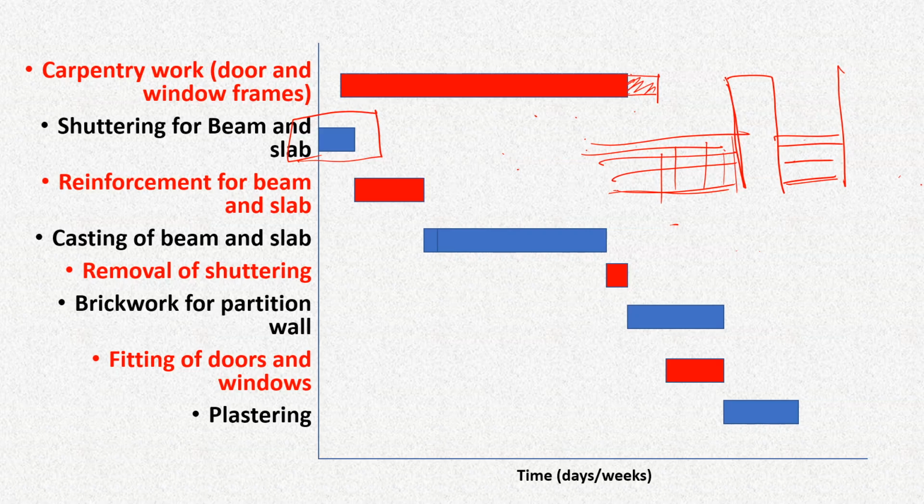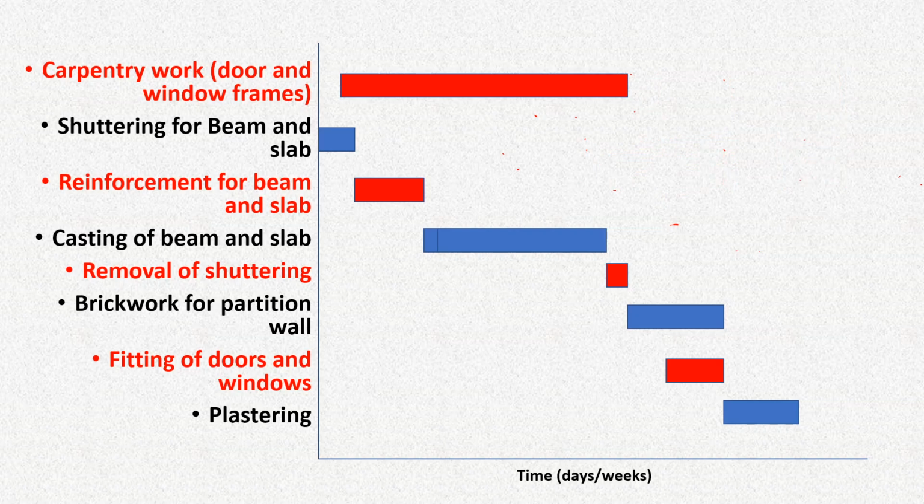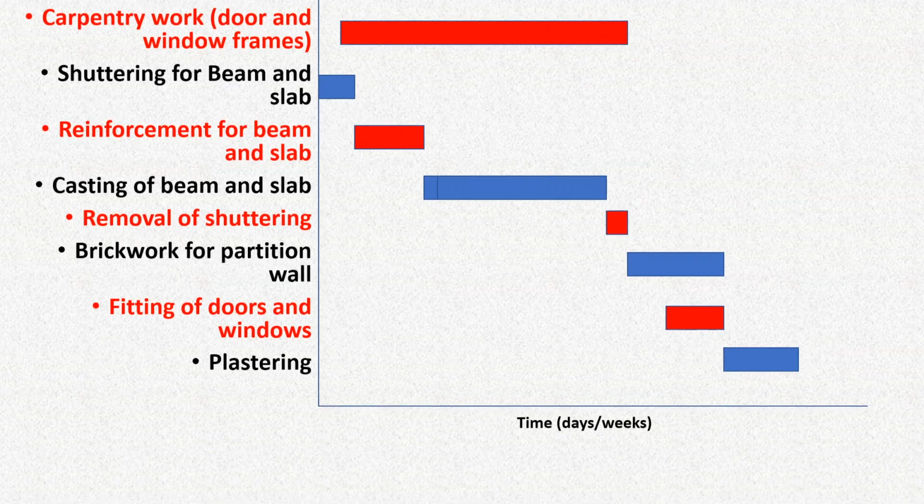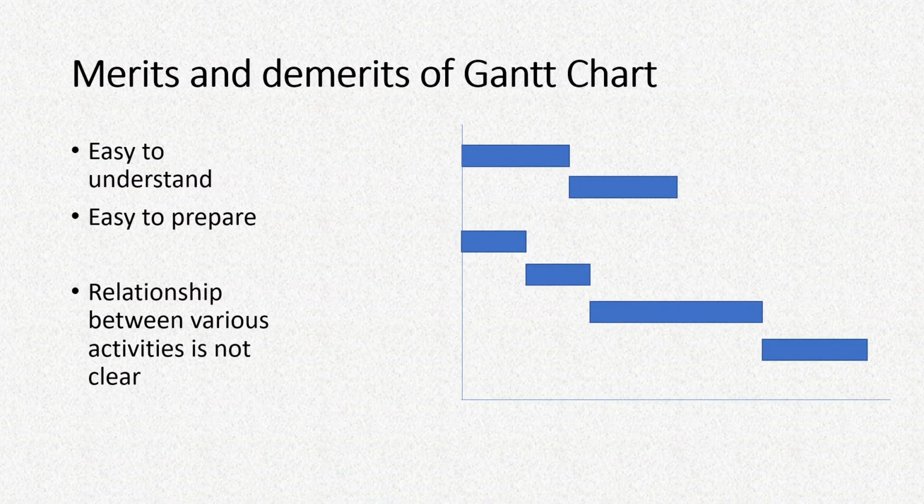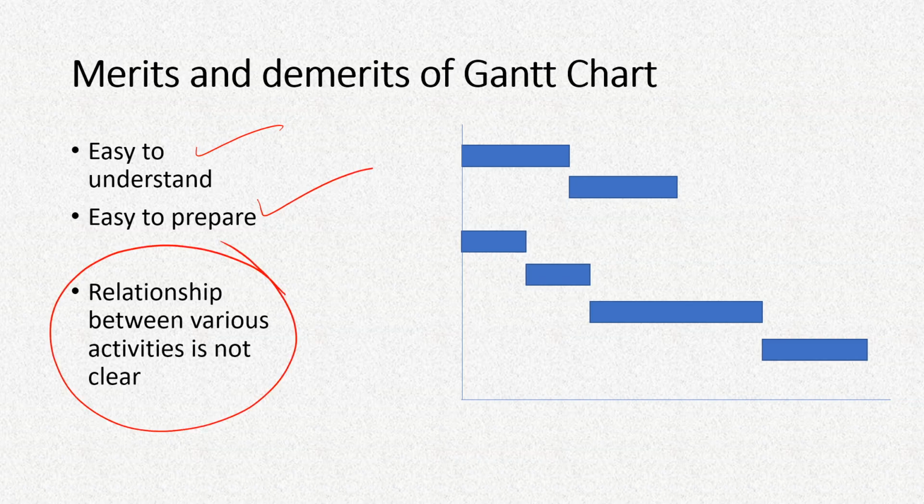Now this kind of graphical representation using a Gantt chart or a bar chart is helpful in understanding the duration, and it's also easy to read, easy to prepare as well, but it also has some advantages and disadvantages. So it is easy to understand and easy to prepare, but the relationship between various activities is not very clear.